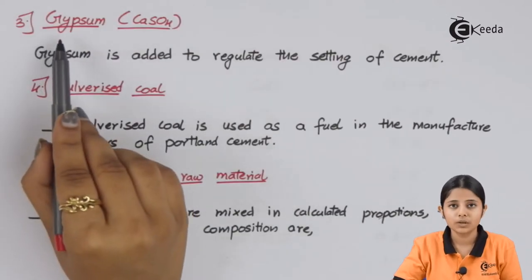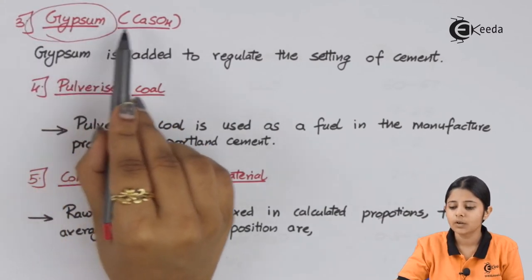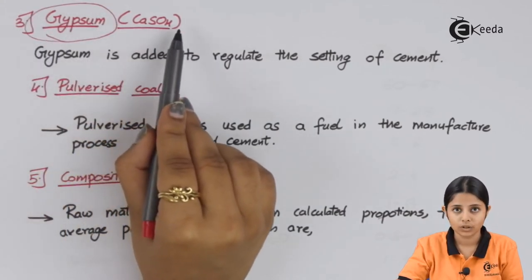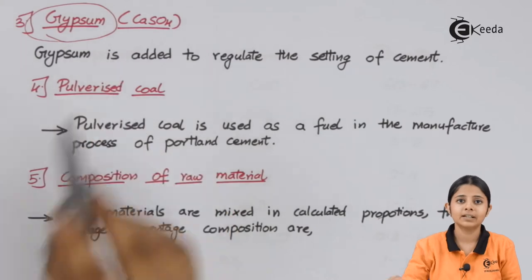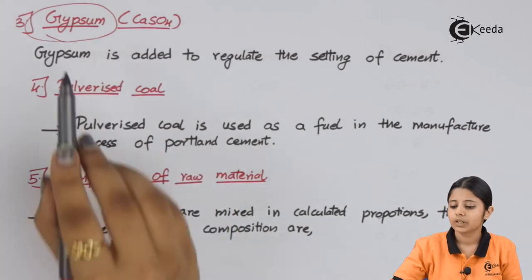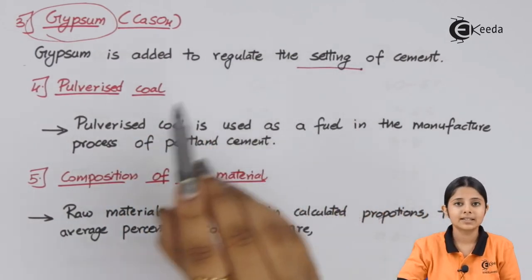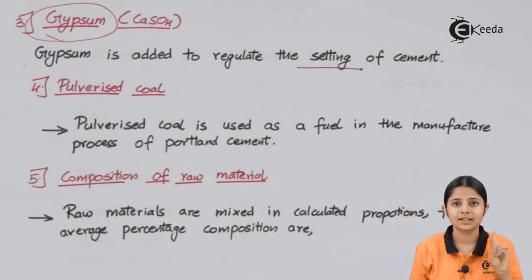The next most important material or component of cement is gypsum, which is CaSO4. Now, this gypsum is not added in great quantities, but it has great importance in it. Gypsum is added to regulate the setting of the cement. As I said, the two most important properties are setting and hardening. And first, the cement has to set at a particular position and then only it can harden.